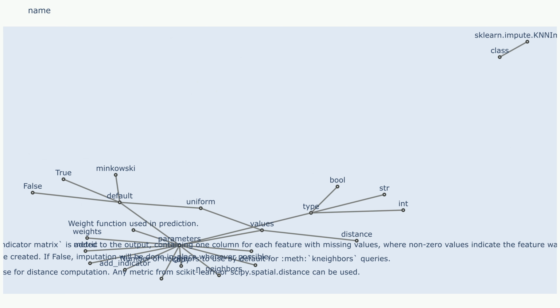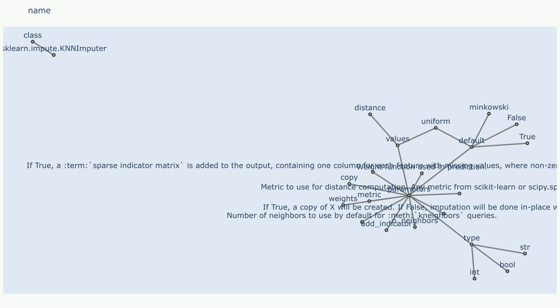7. Limitations. Computational cost, can be computationally expensive for large datasets. Sensitive to outliers. Outliers can heavily influence the imputation process. Needs appropriate distance metric. Choosing the correct distance metric is crucial for effective imputation.